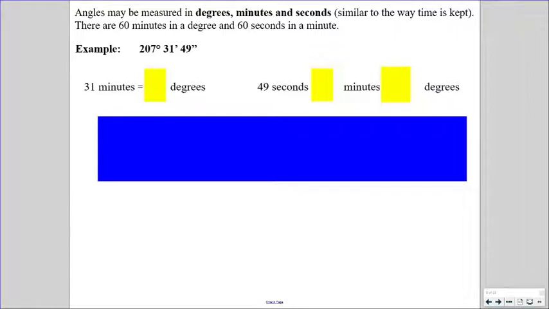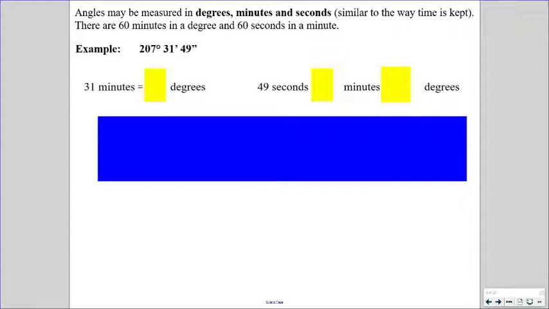Okay, so angles can be measured in degrees, minutes, and seconds. The way that we use degrees, minutes, and seconds is if you ever look at the latitude and longitude of maps, that's how those numbers are measured. So we have this example, 207 degrees, 31 minutes, and 49 seconds.